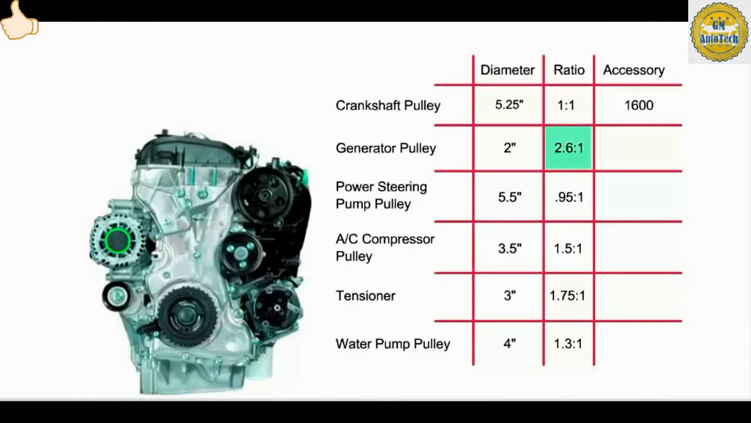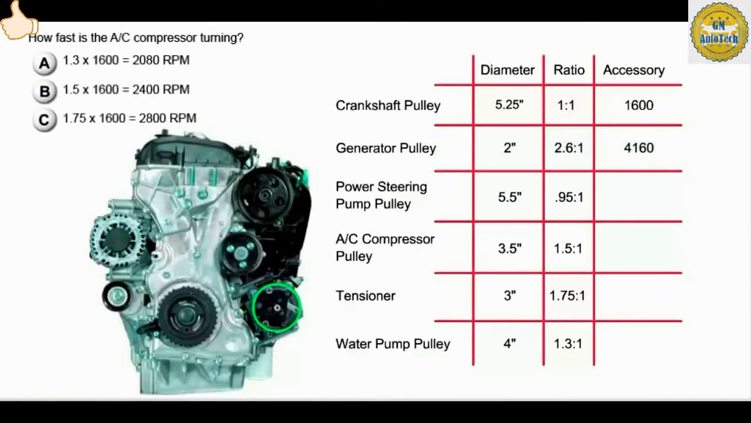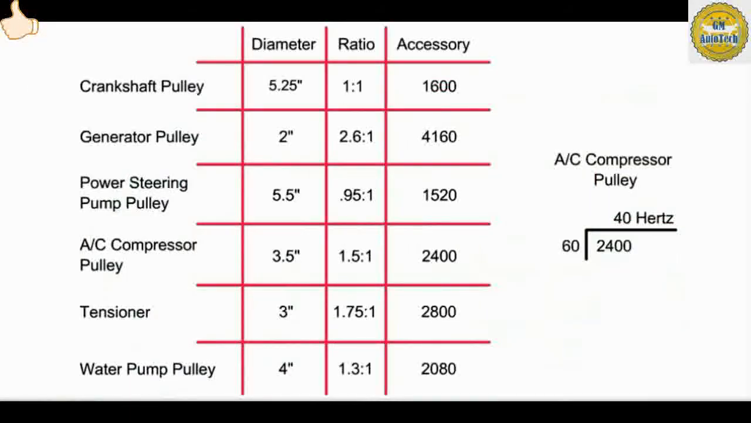Start with the generator. It rotated 2.6 times per one revolution of the crankshaft. Multiply 2.6 times the crankshaft speed, which is 1600, to get generator speed. 2.6 times 1600 is 4160. How fast is the AC compressor turning? If you need to have the frequencies in hertz, divide each RPM frequency by 60.